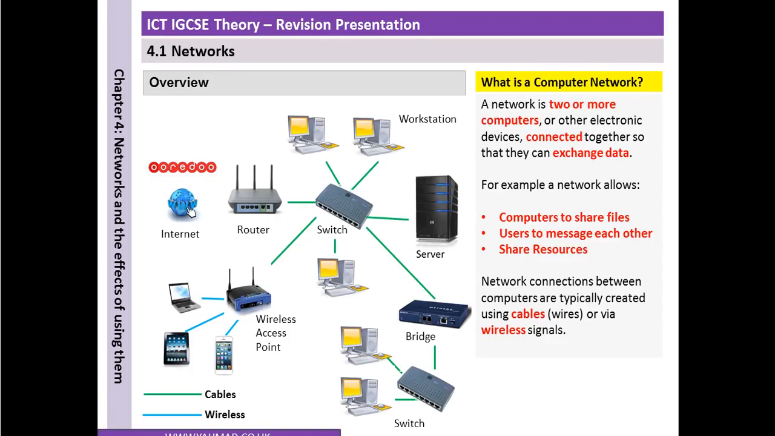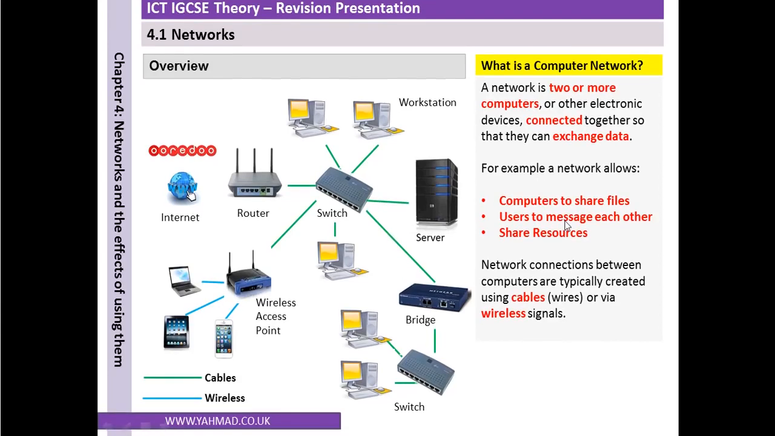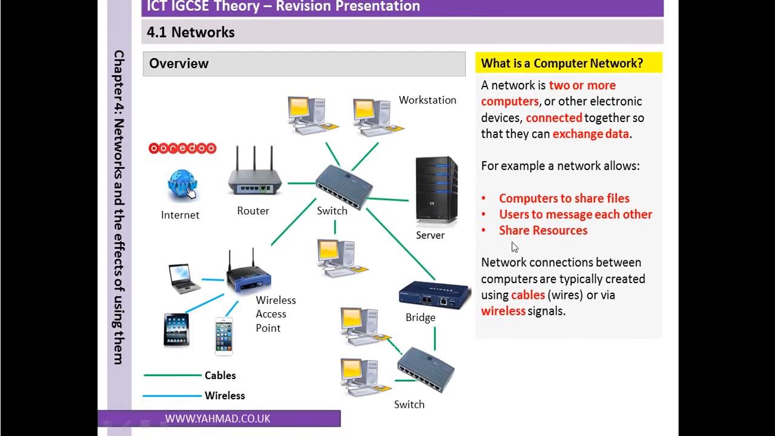So, for example, a network allows computers to share files, users to message each other, and resources can be shared. So for example, one printer could be shared with many computers in one classroom. So network connections between computers are typically created using cables or via wireless signals.